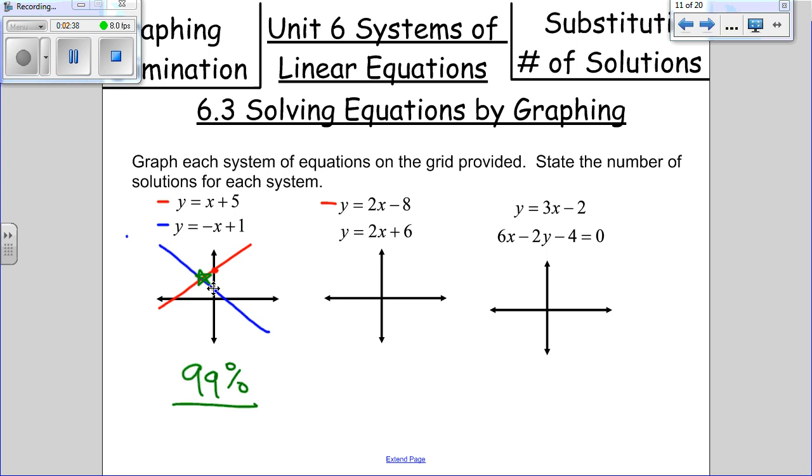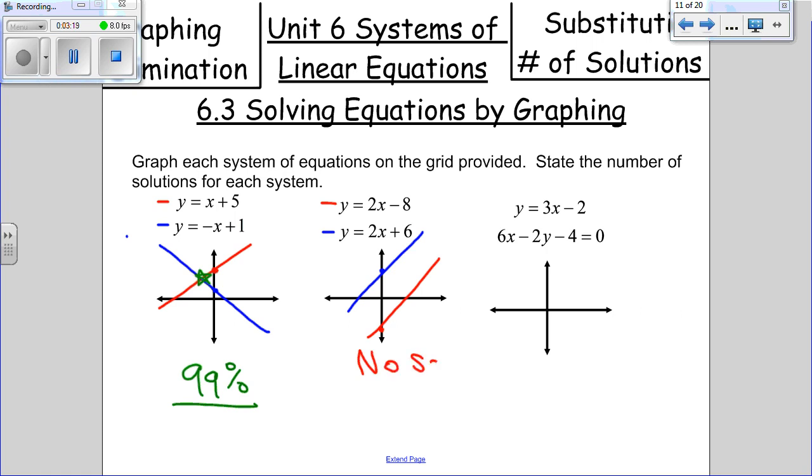The top one will be red, the bottom one will be blue. The top one has a y-intercept at negative 8 and a slope of 2. It looks something like that. Rough estimate. The blue line has a y-intercept at positive 6 and a slope of 2, so it looks something like that. Solutions are where lines cross each other. Where would the solution be on this graph? There would be no solution.